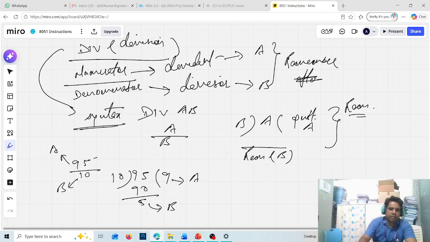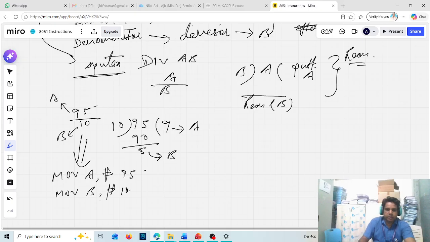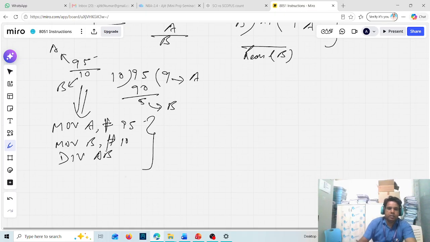This dividend is supposed to be in the register A, and this divisor should be in register B. So to implement this 95 divided by 10, you have to write it like this. Move register A, value 95. Now this is a decimal number, so no need to place hash. Move B hash 10. Then you are going to write div ab. So this is the program for the division of 95 by 10. And after execution of this instruction, the value of a will be 9 and the value of b will be 5. This is the answer.